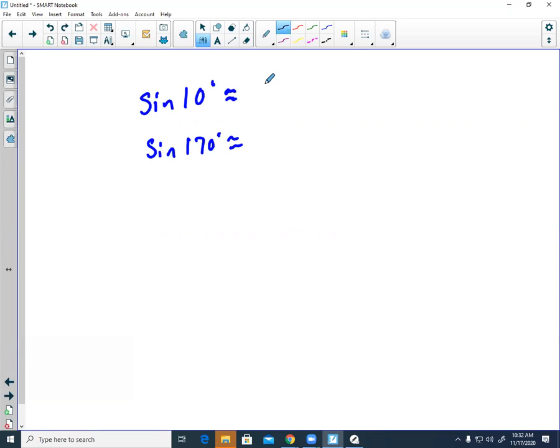So if I typed the sine of 10 into my calculator, and I typed the sine of 170 into my calculator, I get about the same answer, which is about 0.17365.